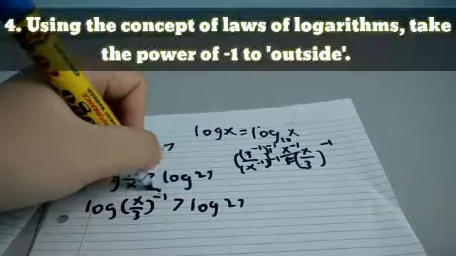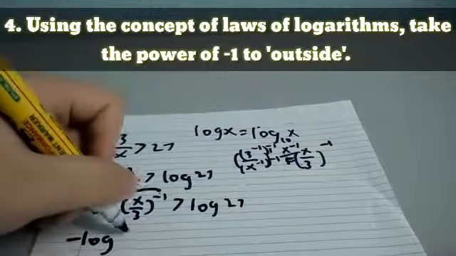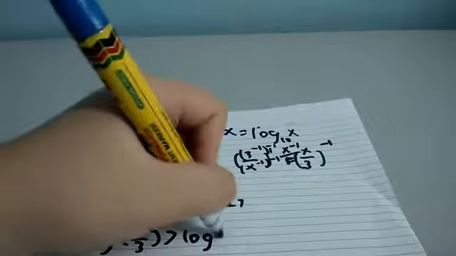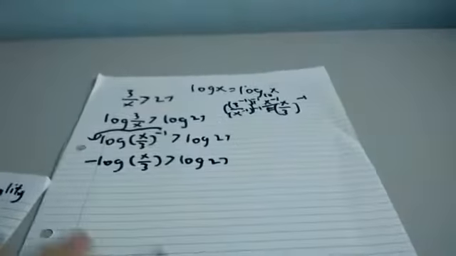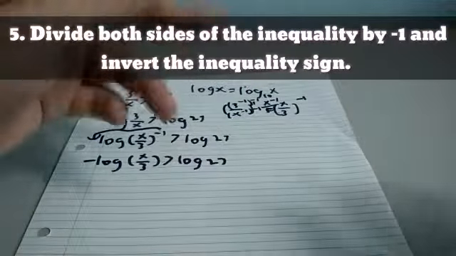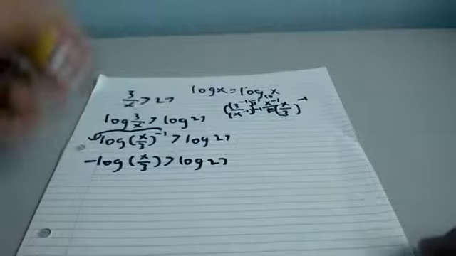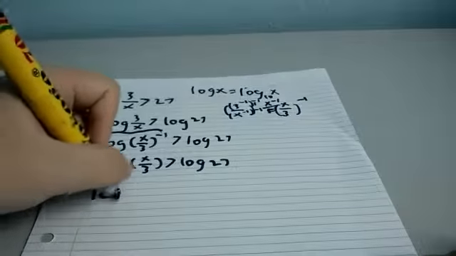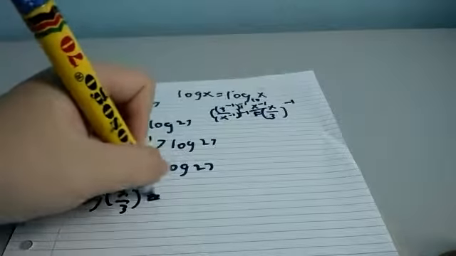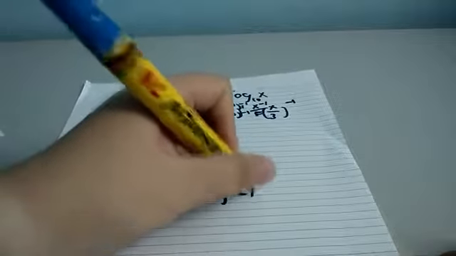And what I'm going to do is take this negative 1 out of here, so I get negative log of x over 3 is bigger than log 27. Now I want to divide by negative 1, and don't forget when you divide or multiply by a negative you have to invert the sign. So I get log of x over 3 is, no, it's not equal to, I'm sorry, it's less than negative log 27.